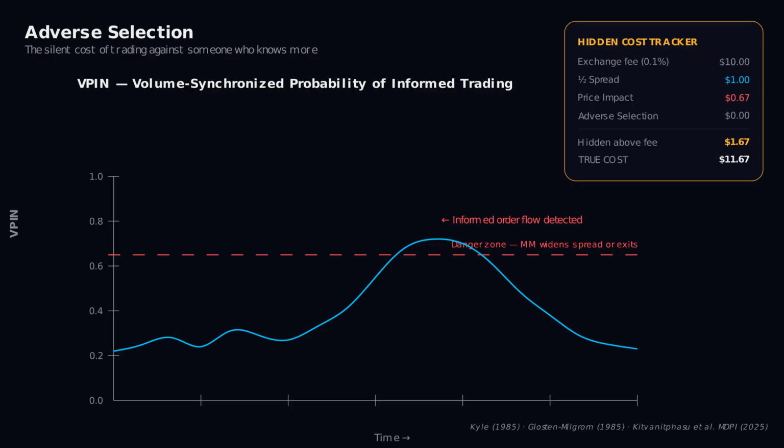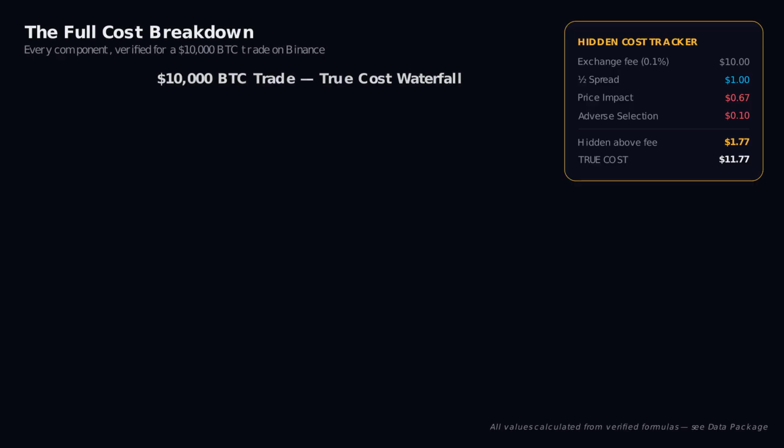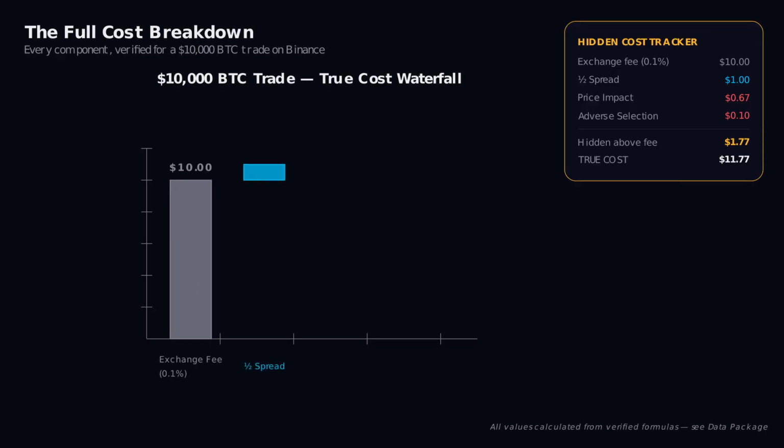The adverse selection component of your $10,000 trade, 21 cents, 10% of the half spread, confirmed by empirical literature on crypto markets, added to the tracker. 4 components, each one adding to the true cost. Total hidden cost above the stated fee, $3.33. Total true cost to enter the trade, $13.33.